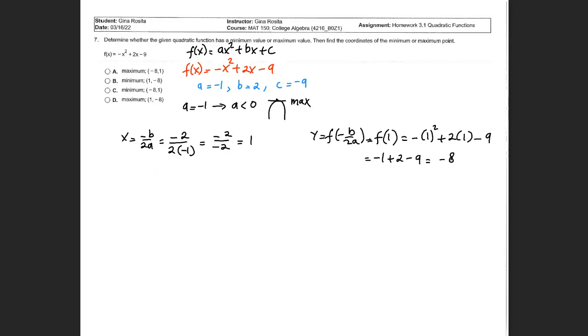So you can see the vertex is 1 and negative 8. So what is the answer, A, B, C, or D? Maximum, vertex. So it's D.